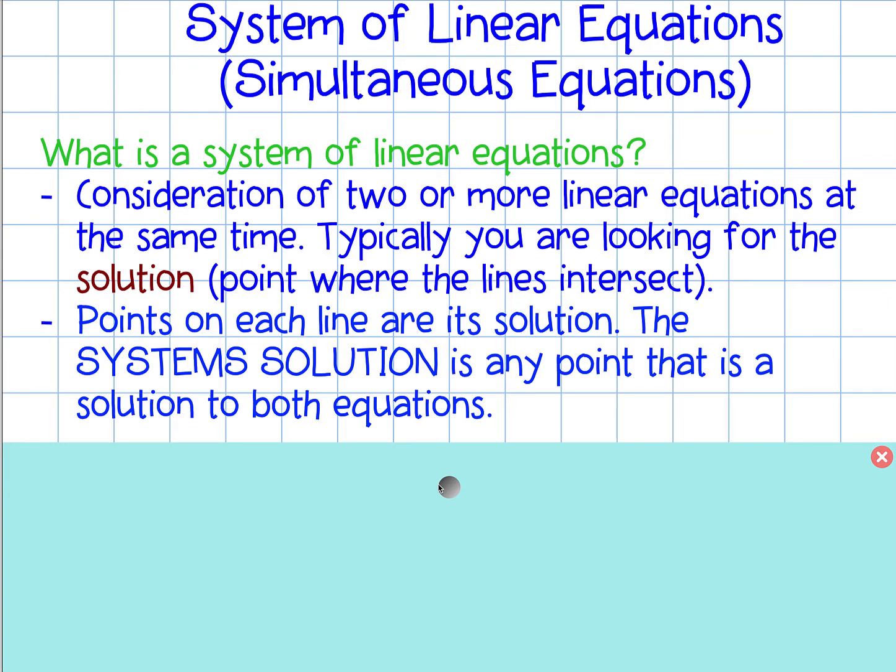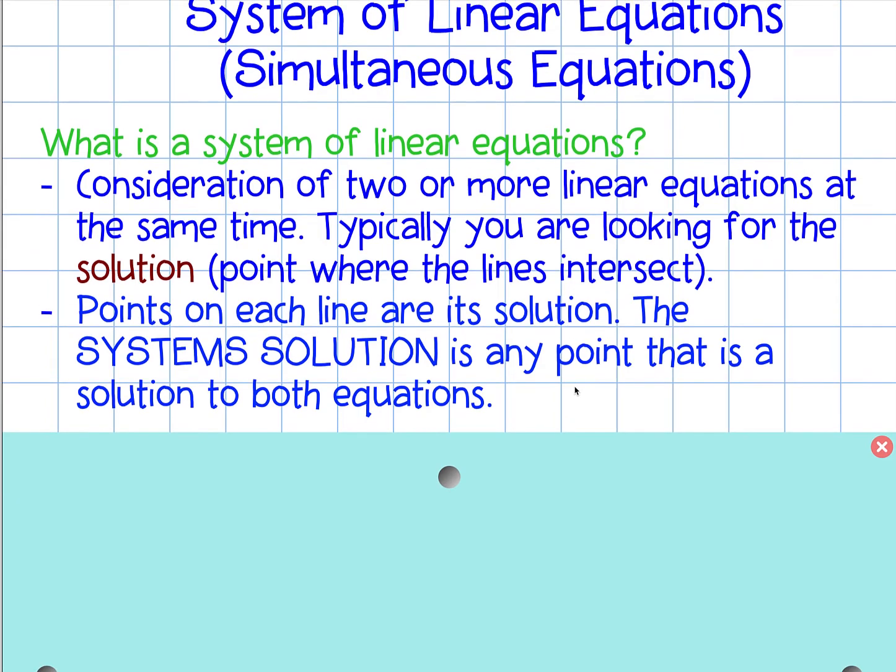And so typically what we're looking for when we're solving it is that solution, or the point where the lines intersect. Because remember, the points on each line are its solution to the one line. But since we're looking at two lines, that's called our system, okay, because we have more than one line. And so in order to have a solution to a system, that solution to one line has to be a solution to the other line. In other words, it has to be a point that is a solution to both equations, or we have to actually see that the point belongs to both lines when we're using the graphing method.